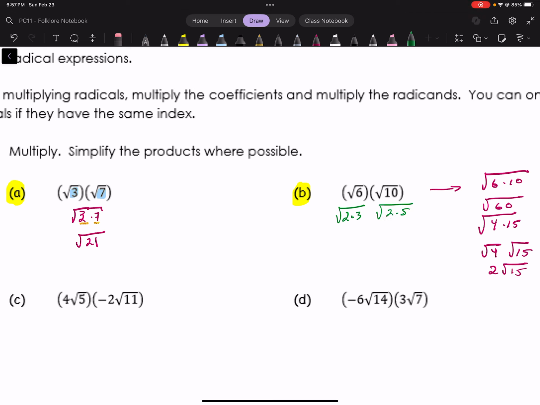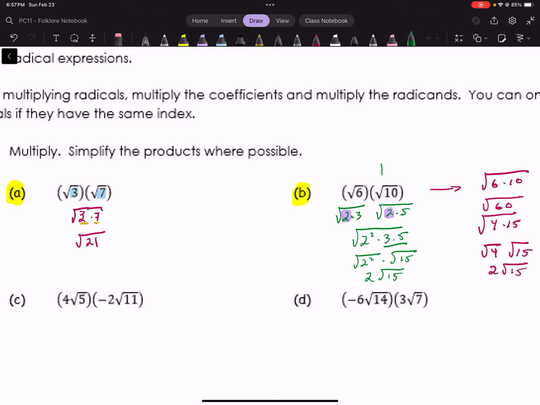Now, if you notice, 6 and 10 share a common factor of 2. So that's going to be kind of important. So I could rewrite this as 2 squared times 3 times 5. So I could simplify this into my perfect square. So the square root of 2 squared times the square root of 15. Now the square root of 2 squared is simply 2, and what is left behind is the root of 15.